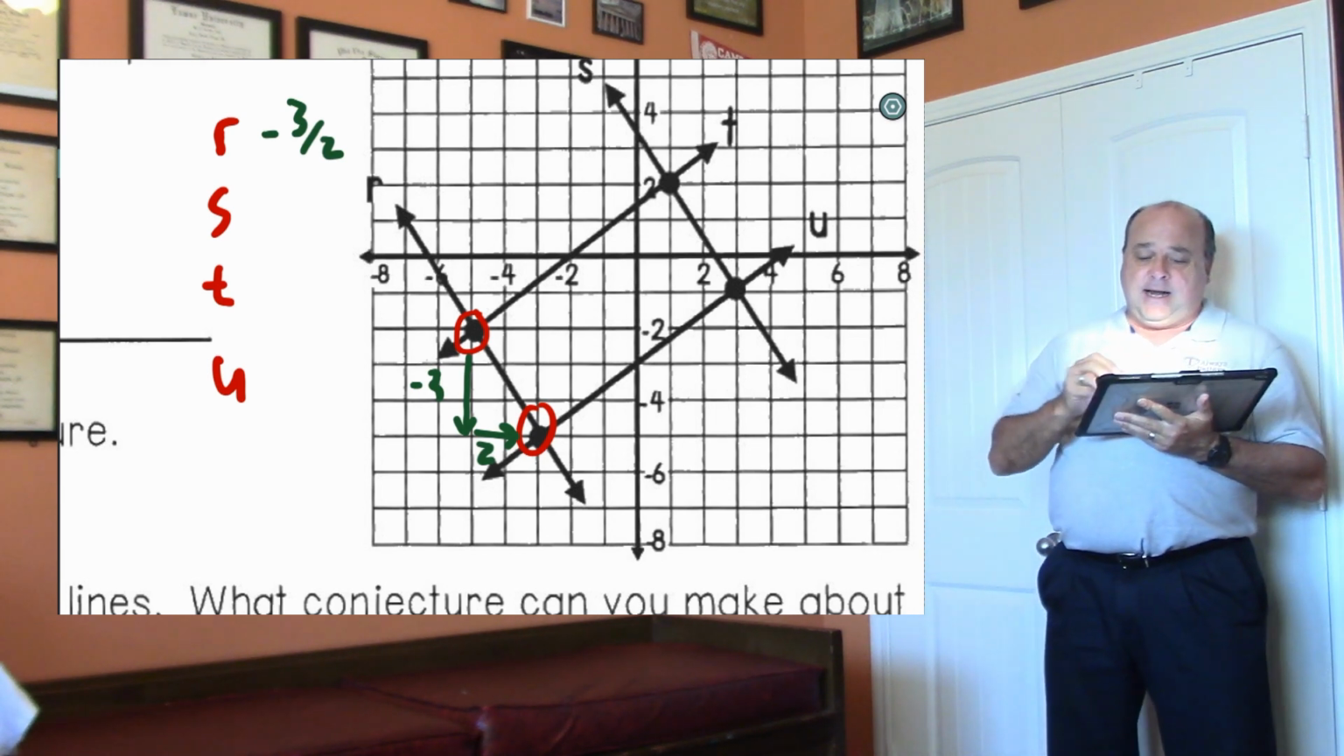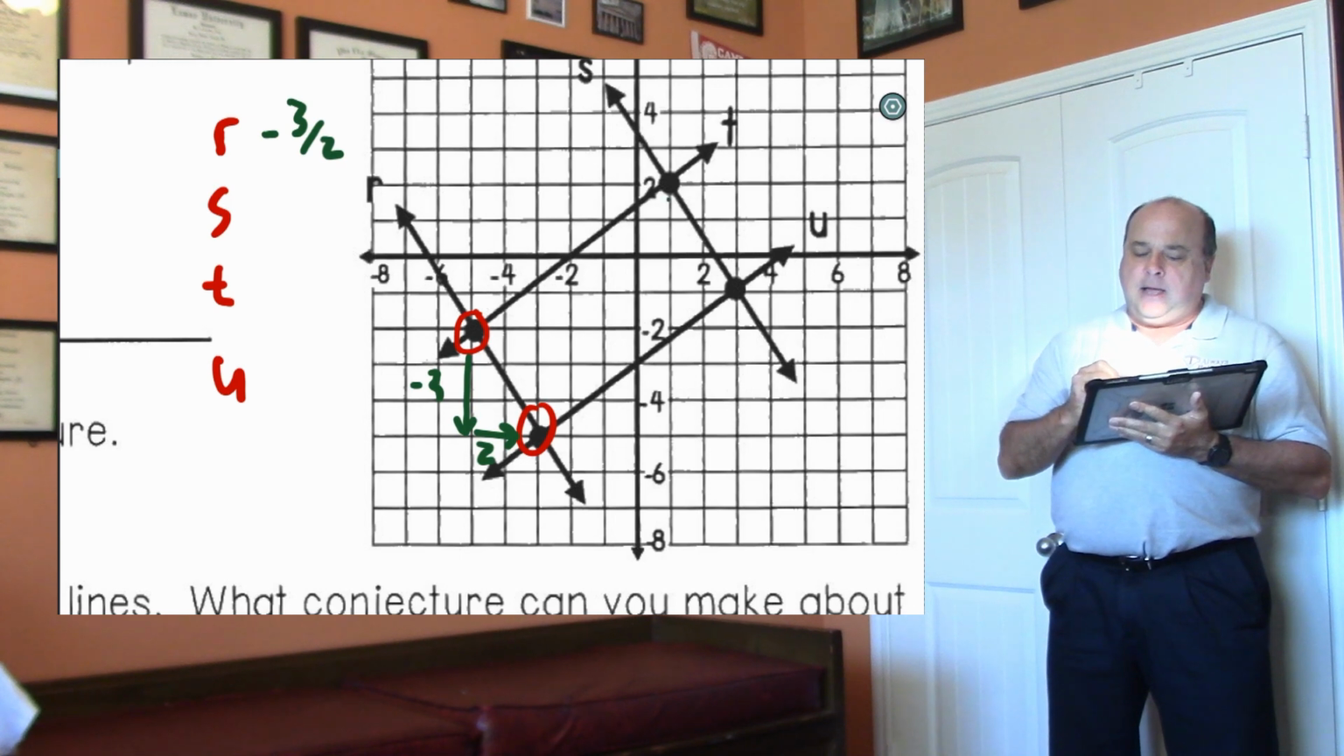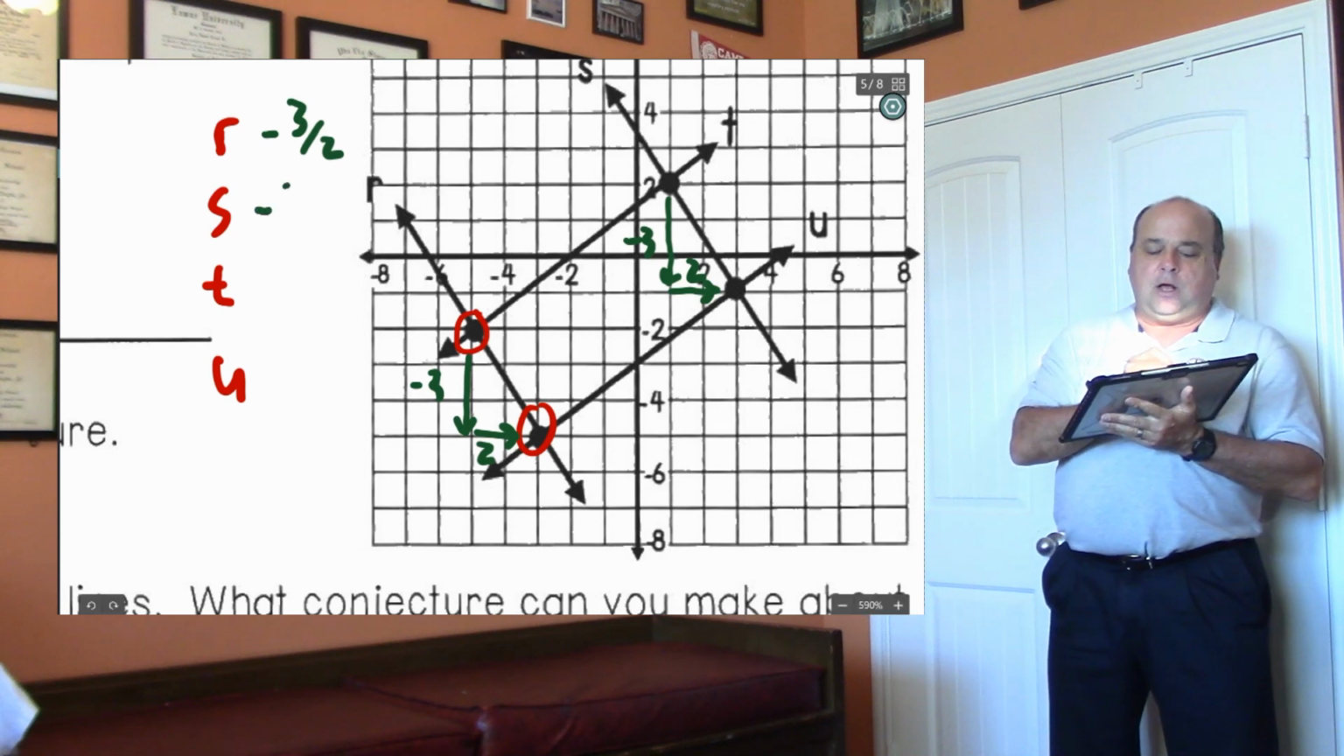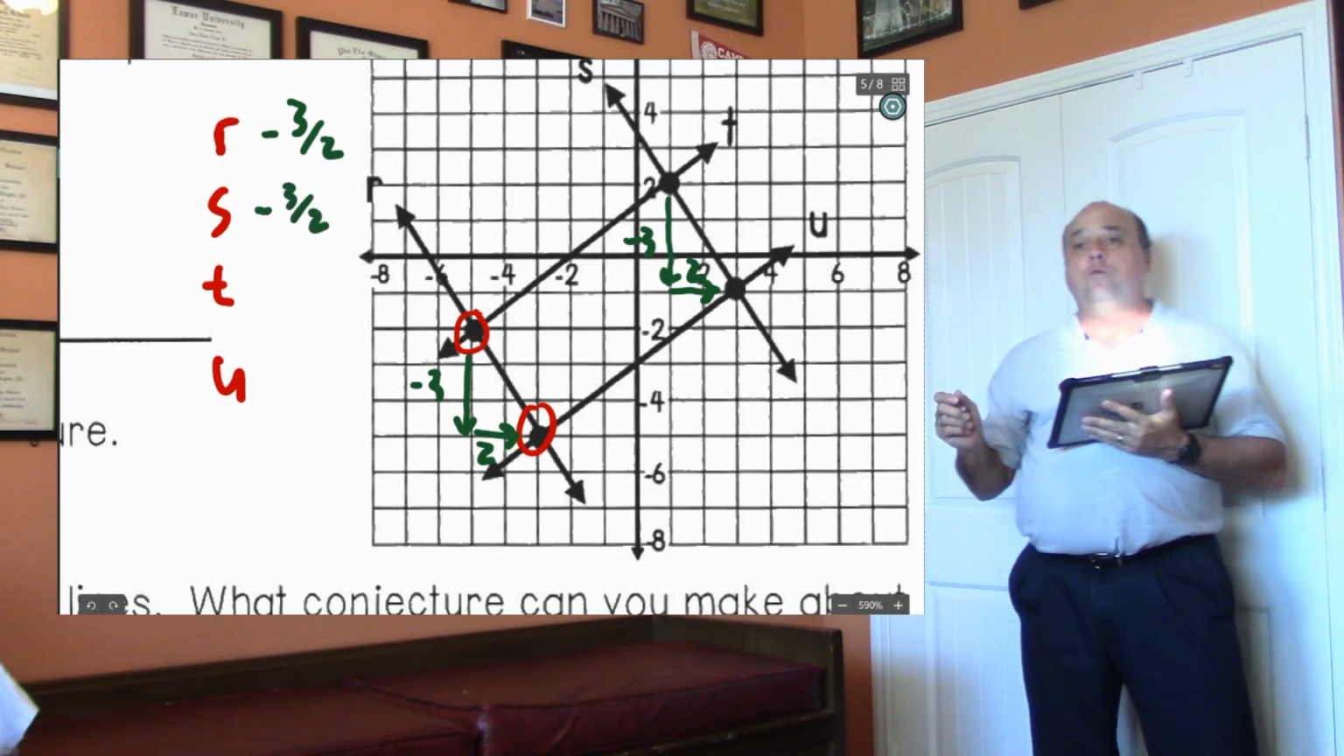Now let's get line S. Line S is right here. I'm going to go down and to the right, aren't I? I went down 3 and to the right 2, didn't I? So line S would also have a -3 over 2 slope.